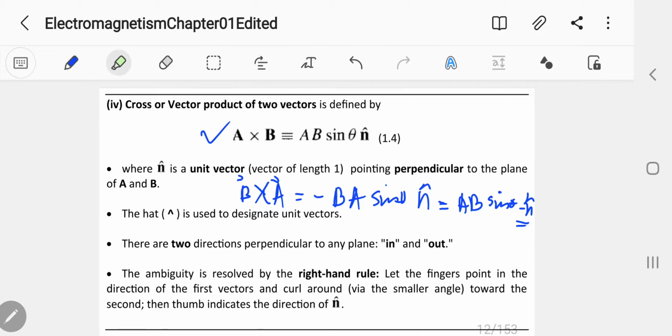So you always have to use your right hand consistently to get the direction of the vector product. Again, vector product has magnitude and direction. The scalar product or the dot product does not have direction. It's purely a number with unit.